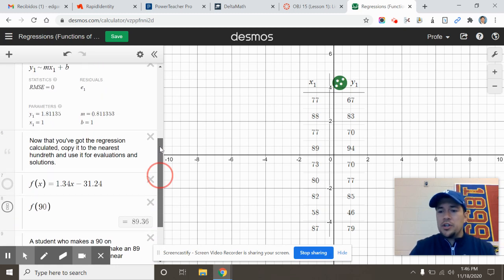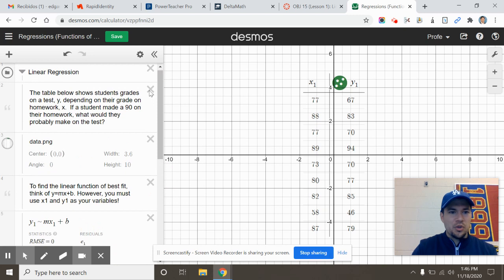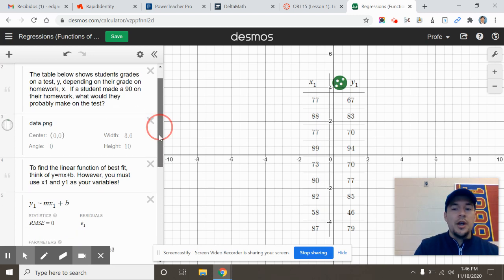All right. And so what we're going to try to find is we're going to try to answer the question, what if a student makes a 90 on the homework? What would we expect for them to make on the test? So there's an educated answer to this, and we need to use regressions. All right. So here's what we're going to do.